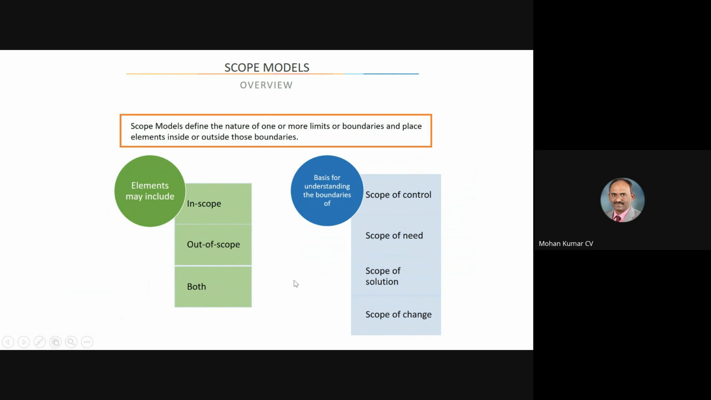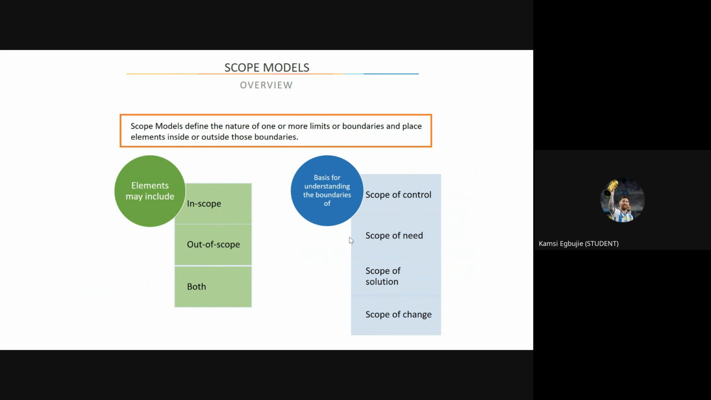Scope models. What is in scope, what is out of scope, all that is called a scope model. It is the basis of understanding boundaries of scope control: scope of need, scope of solution, scope of changes. Anything that defines the boundaries of your solution is scope. Any questions on this? Scope is something you need to understand.